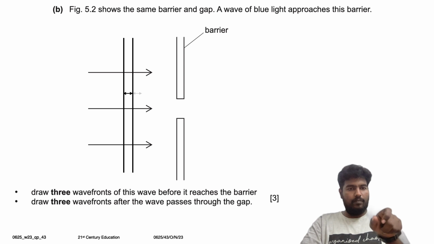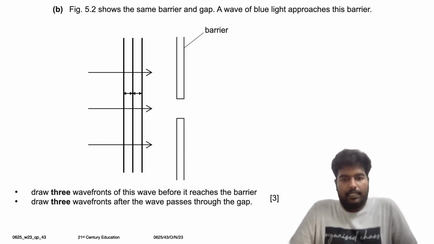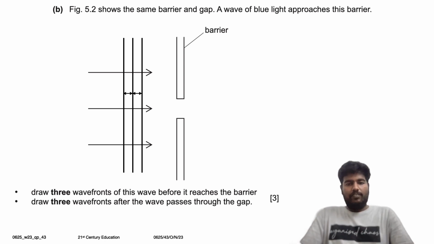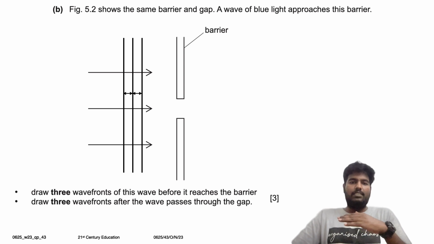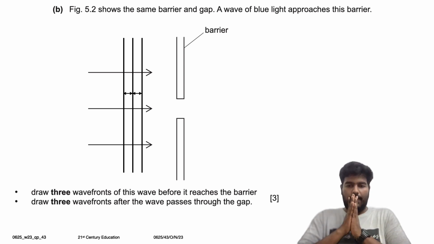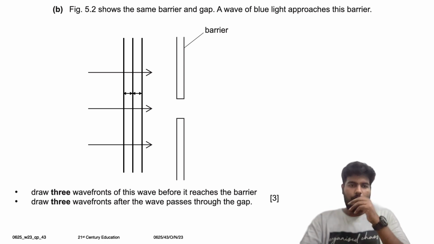The wavelength is shorter than the red light, meaning that it's a higher frequency than the red light. Higher frequency means more energy. More energy means less diffraction. So shorter wavelength means less diffraction. This is how you can remember.